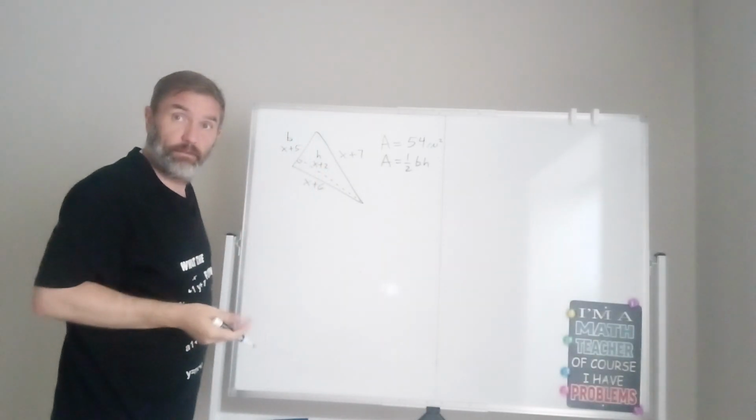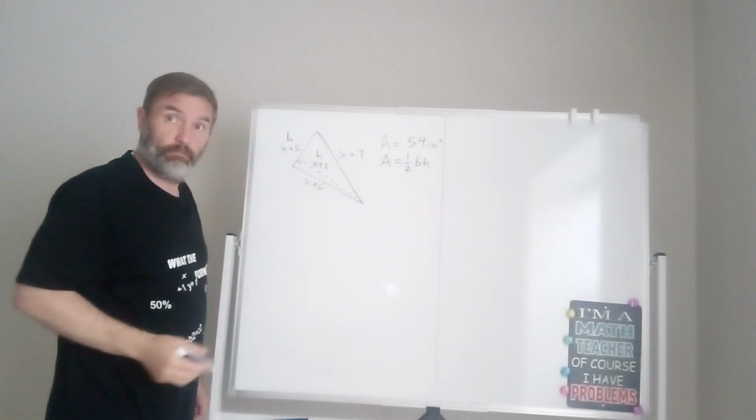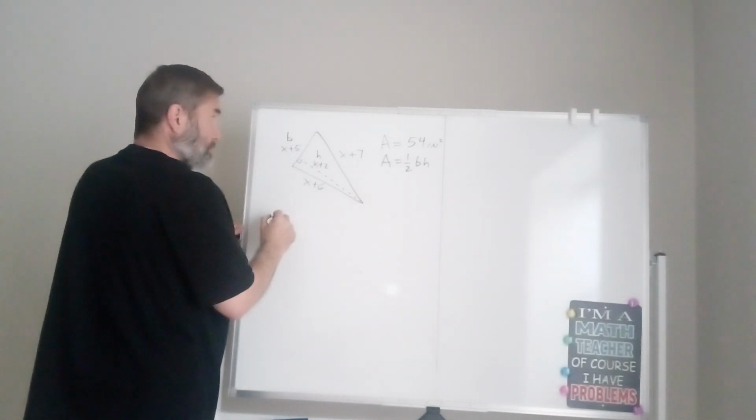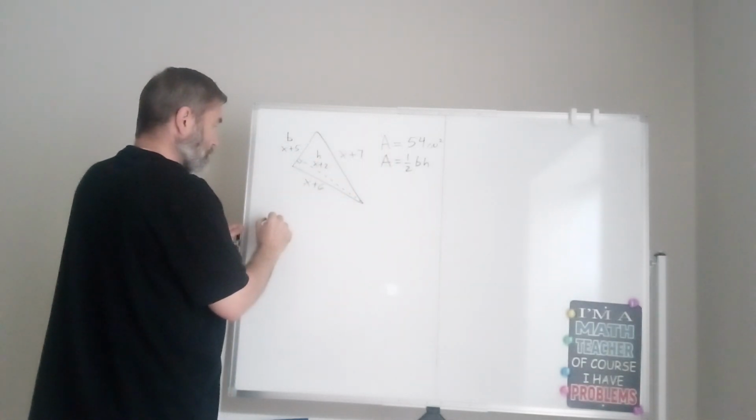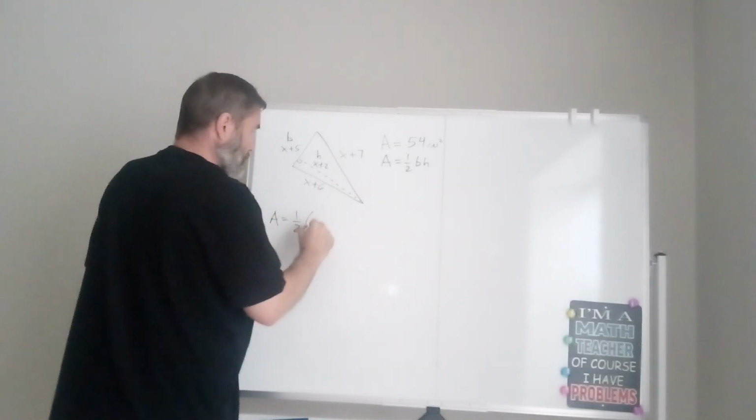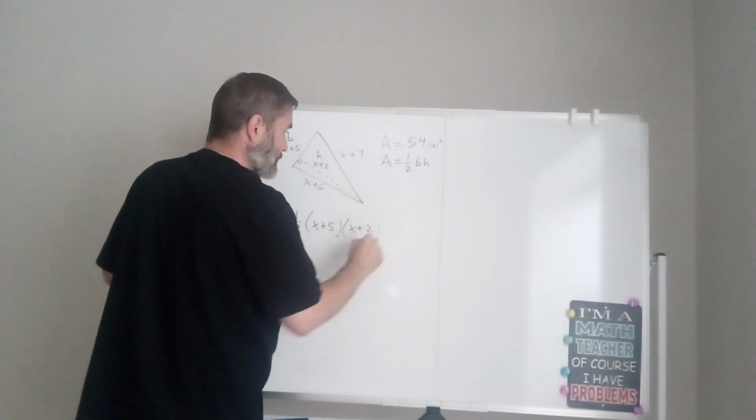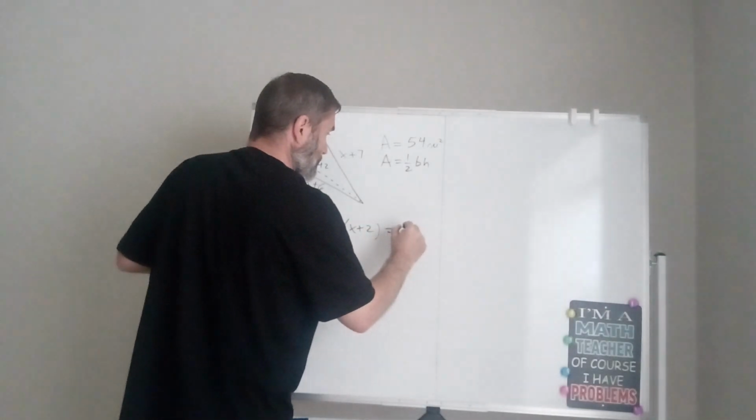You have to know that. They're not going to label that for you. They're going to expect you to know that, and they're going to throw that little wrinkle in. Now, the area is 54, but I'm just going to write the area. It equals 1/2 what? Well, I've got x plus 5 is my base, x plus 2 is my height, and that's going to equal what?